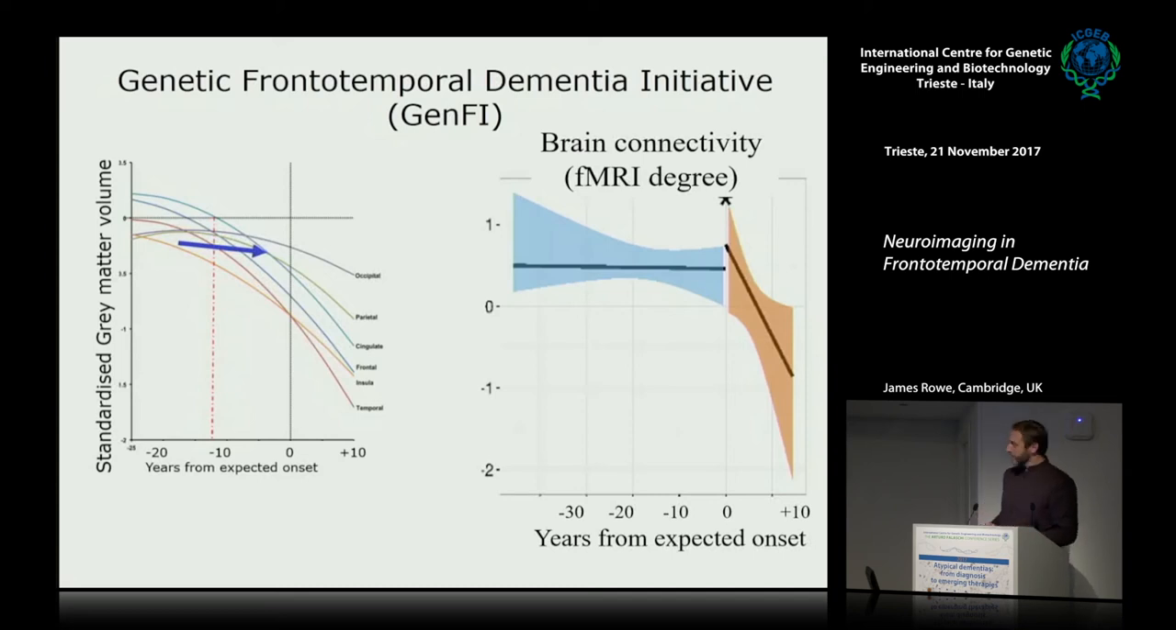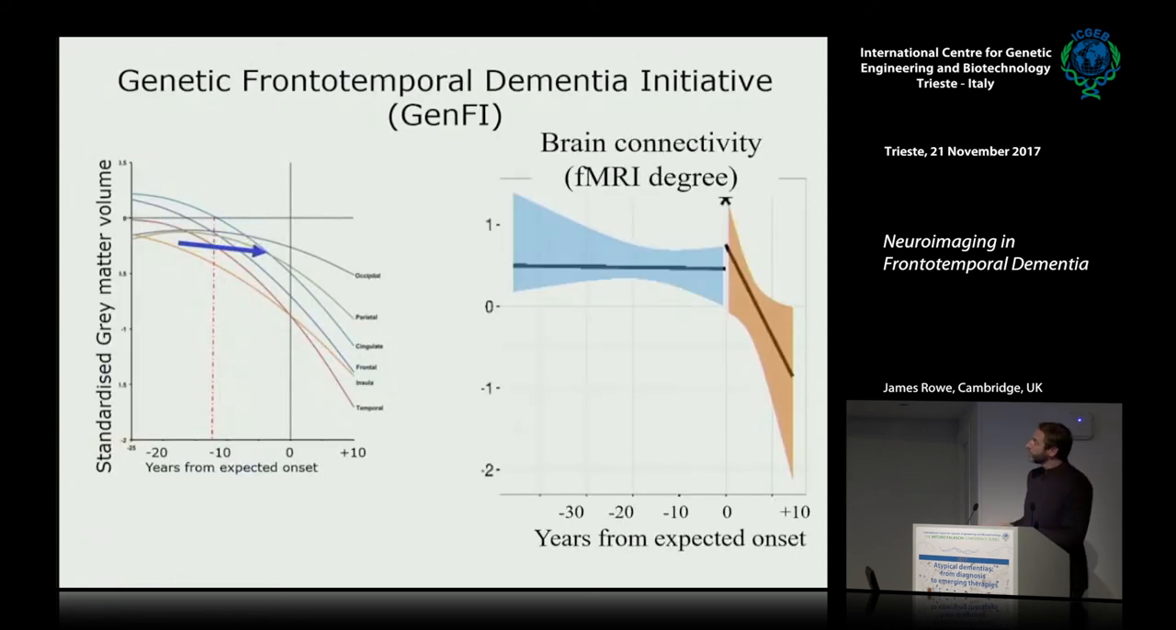And the breakpoint analysis identified a breakpoint that was less than a year from the actual symptom onset, which I thought was a really encouraging result. And what it shows is that at the time at which you start to become symptomatic, you have a collapse in brain functional connectivity. So as soon as you can no longer maintain functional integration and information transfer, you rapidly progress into a symptomatic phase.